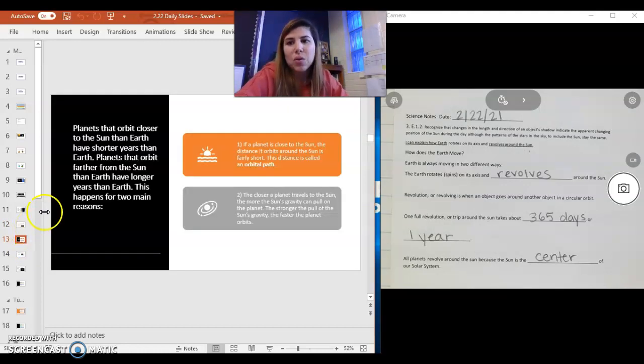So on that same note, planets that are closer to the sun have shorter years than planets that are farther from the sun. They have longer years. And this happens for two main reasons. The first reason is if a planet is close to the sun, then its trip, or its orbit around the sun, is fairly short. The other reason is the closer a planet travels to the sun, the more the sun's gravity can pull on the planet, and the stronger the pull of gravity, the faster the planet orbits.